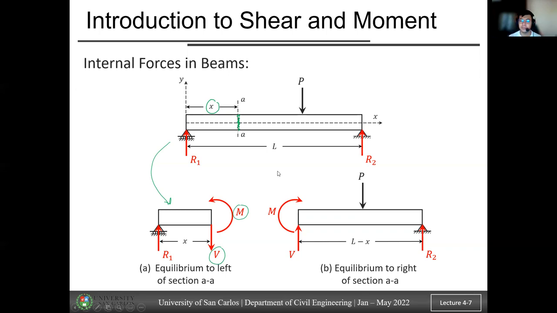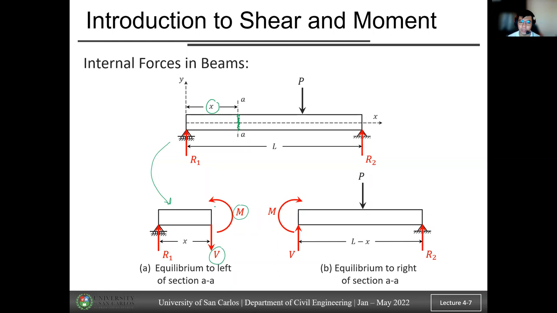Okay, so it doesn't matter whether you analyze your cut section from the left or right, as long as you know how to create your notations. You know how to create your moments.